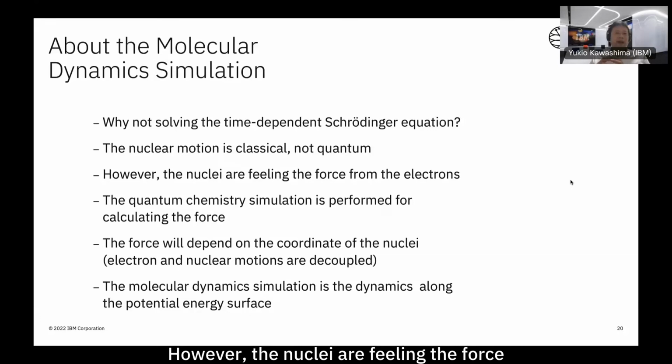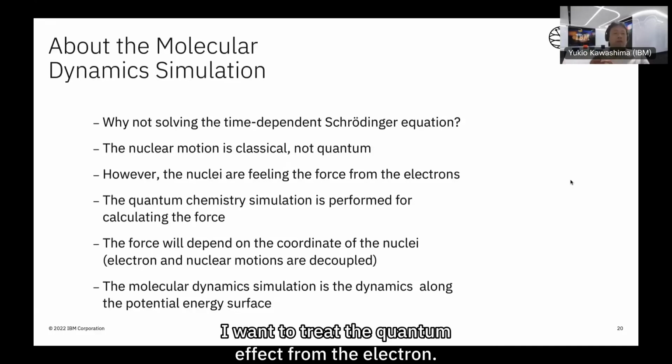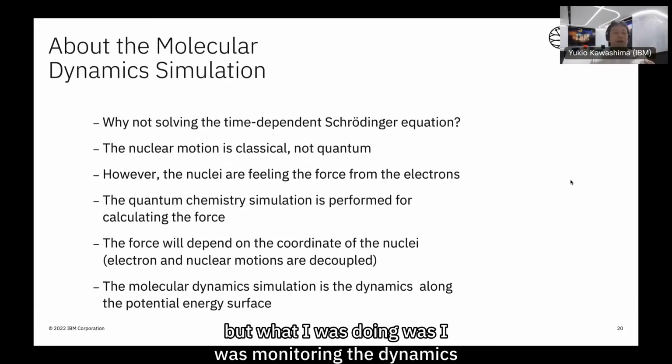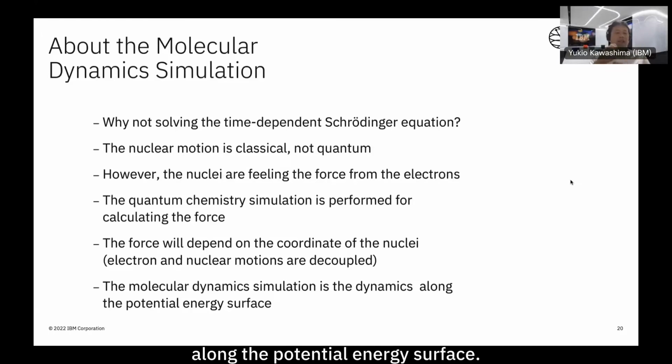However, the nuclei are feeling the force from the electrons around them. That is the reason why I want to treat the quantum effect from the electrons. Therefore, I'm performing the quantum chemistry simulation to calculate the force from the electrons on the nuclei. And the force, of course, will depend on the coordinates of the nuclei. The electronic and nuclear motions will be completely decoupled. So I was moving the nuclei little by little using molecular dynamics simulation, but what I was doing was monitoring the dynamics along the potential energy surface. I hope it makes sense to you.